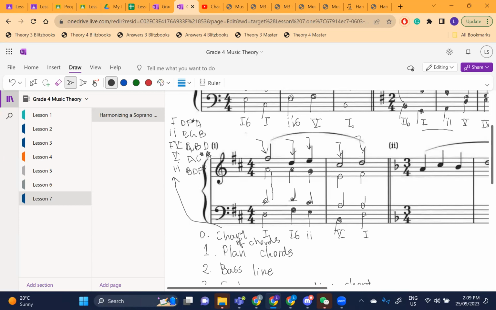But typically in voice exchange, especially if you're using chord 1, double the sticks.